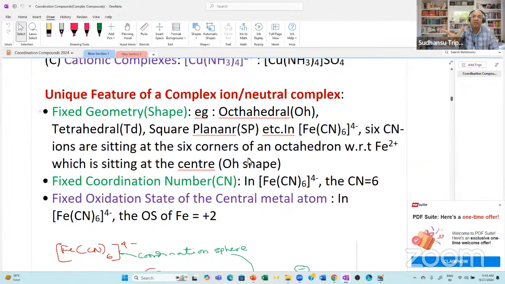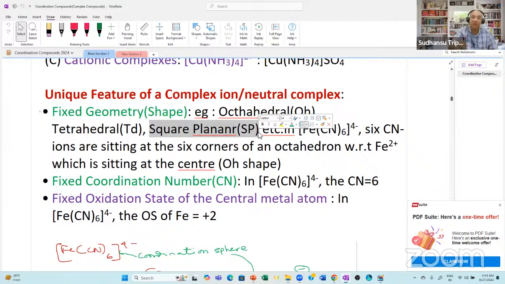Only geometry, I can't say only geometry, there are other exceptional cases that have also been found, but the majority of the compounds having coordination number 6 exhibit octahedral geometry. For coordination number 4, it is tetrahedral, or the alternative is square planar. That will come in a very big way in complexes.